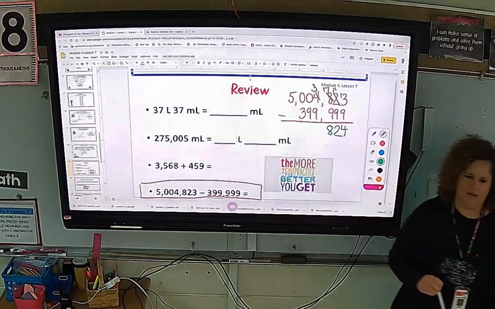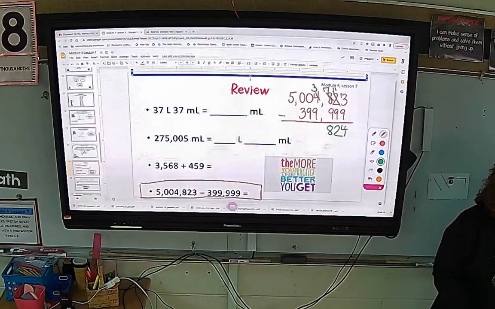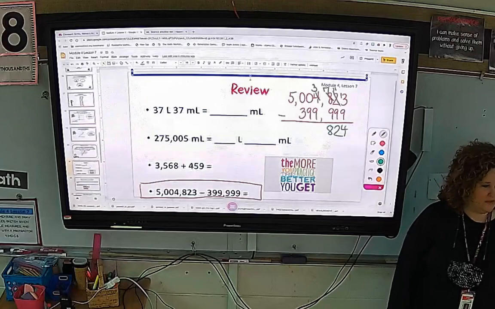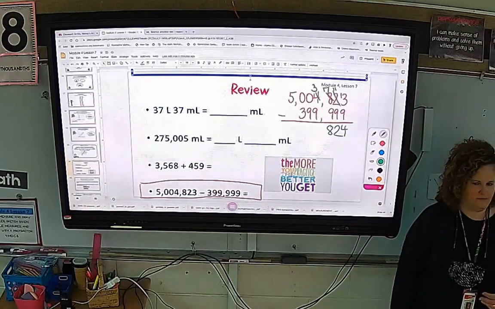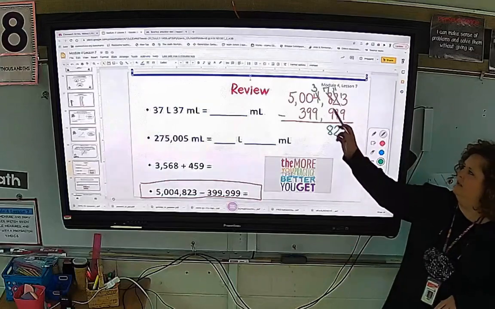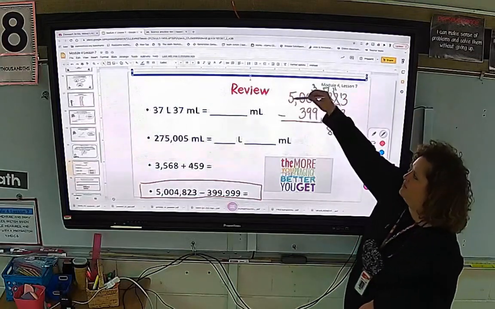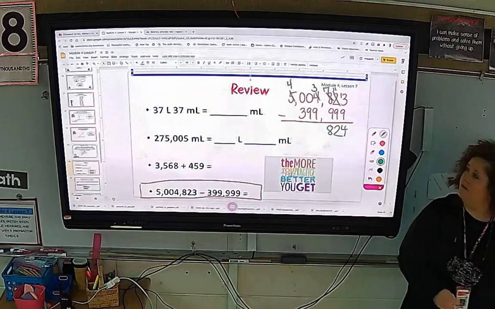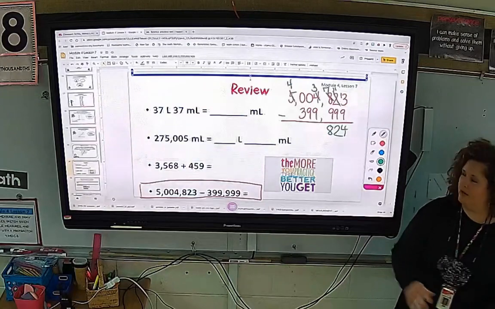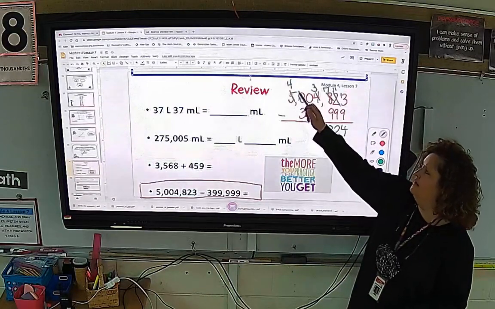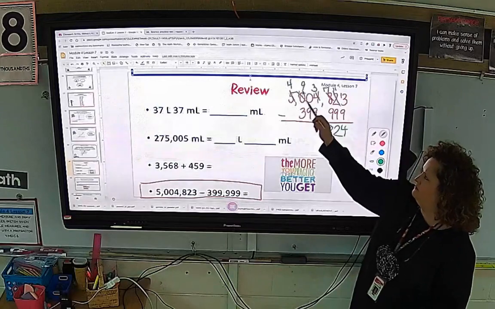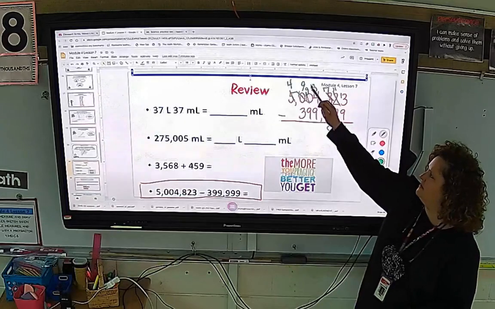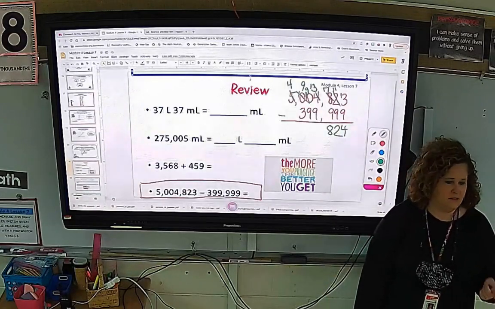3 take away 9. No, because there's zeros next door. It just means that you get to travel. He has to borrow, but he can't borrow from a 0. Gotta go to the 5. The 5 has plenty. That becomes a 4. Now, do we just get to go straight back to that 3? No, we gotta drop it off along the way. So this becomes a 10. No, it's a 9. Now it's a 9, so that I can borrow or share. This was a 10. Now it's a 9, and this is a 13. 13 take away 9 is 4.